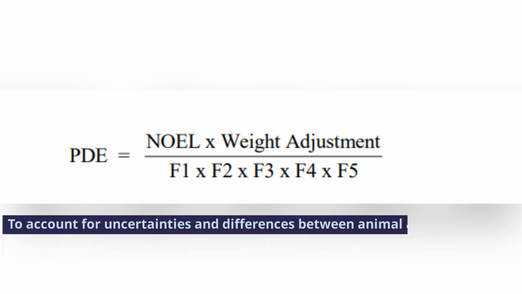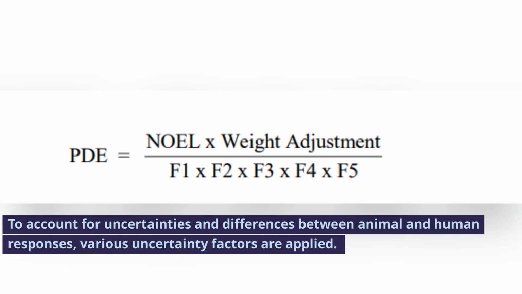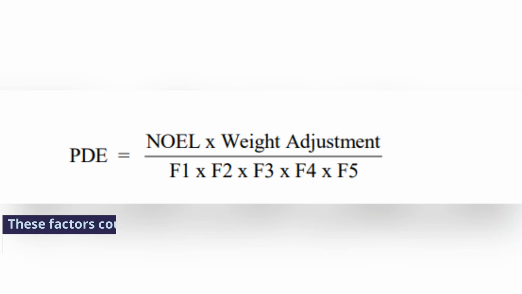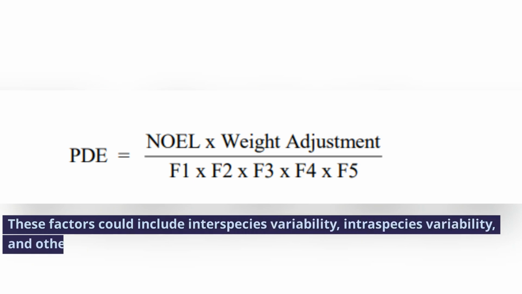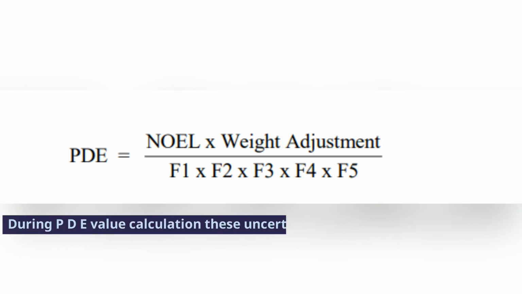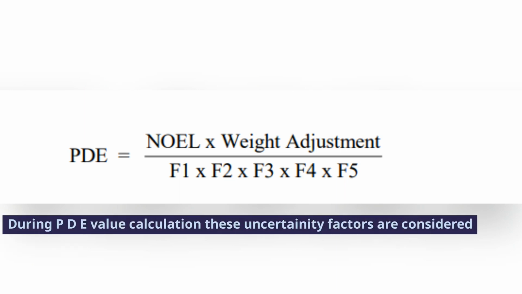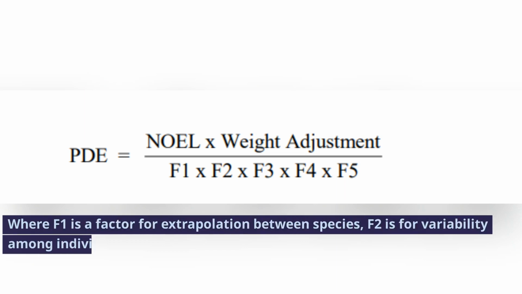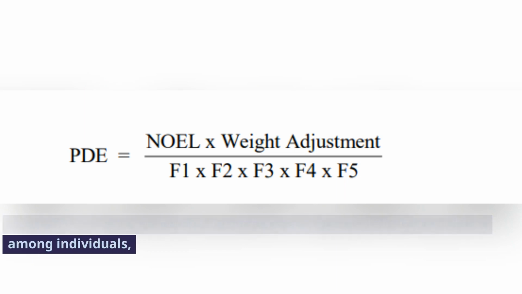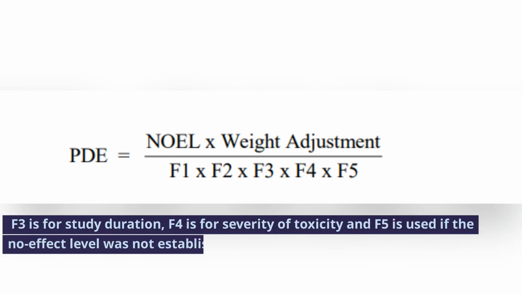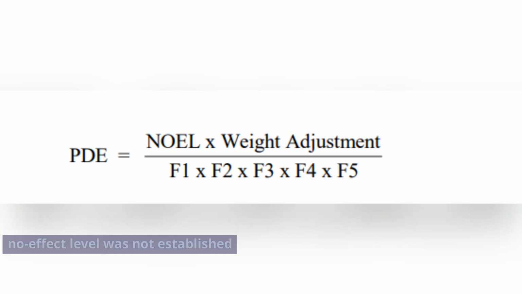To account for uncertainties and differences between animal and human responses, various uncertainty factors are applied. These factors could include interspecies variability, intraspecies variability, and others. During PDE value calculation, these uncertainty factors are considered, where F1 is a factor for extrapolation between species, F2 is for variability among individuals, F3 is for study duration, F4 is for severity of toxicity, and F5 is used if the no effect level was not established.